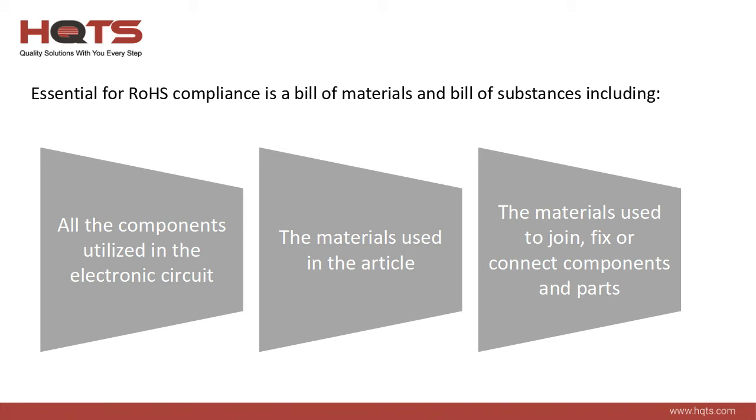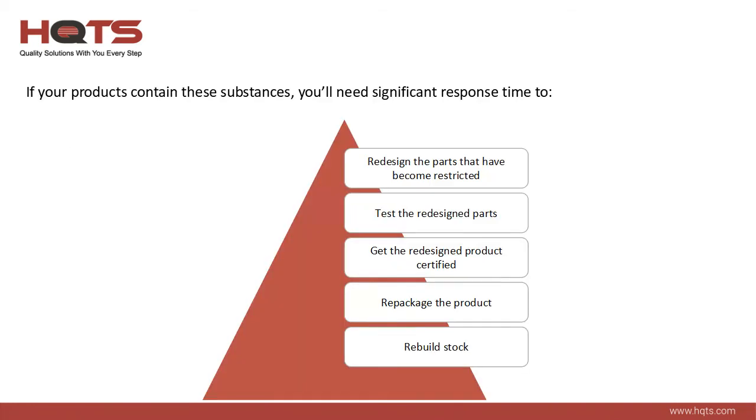Since use of these phthalates is ubiquitous in manufacturing, it's really important to find out now if your products fall under the scope of the RoHS directive. If they do, you need to act now to analyze your product composition. If they contain these substances, you may need significant response times for redesigning parts, testing the redesigned parts, certification, repacking, rebuilding inventory, restocking, and so on.